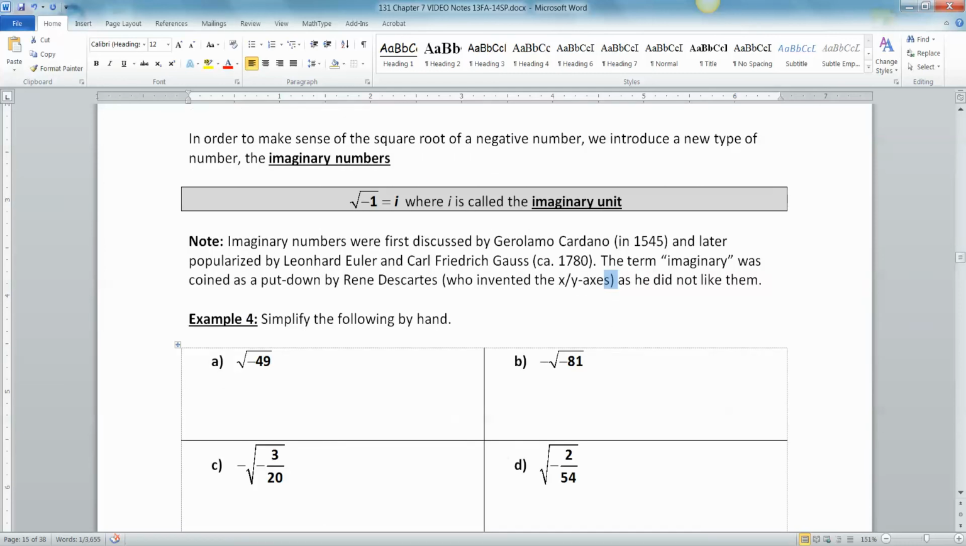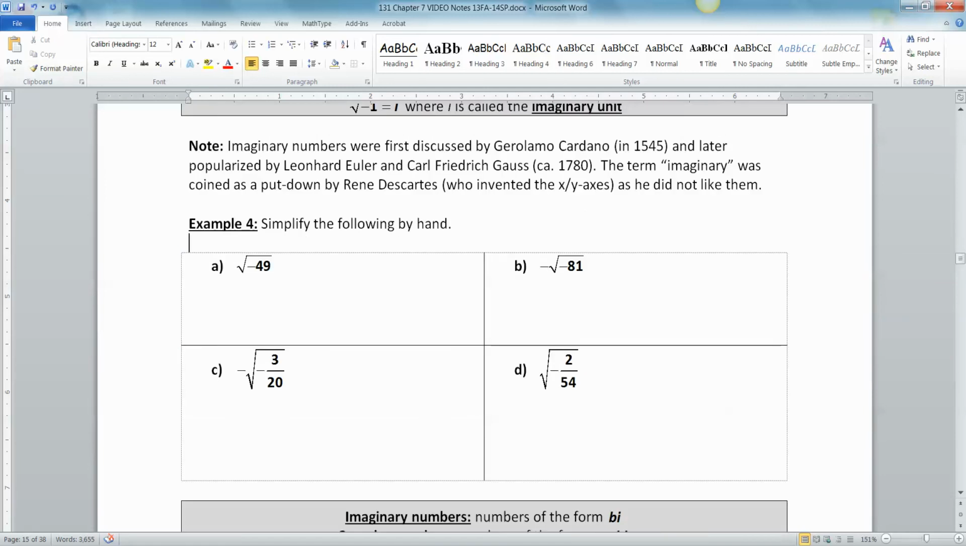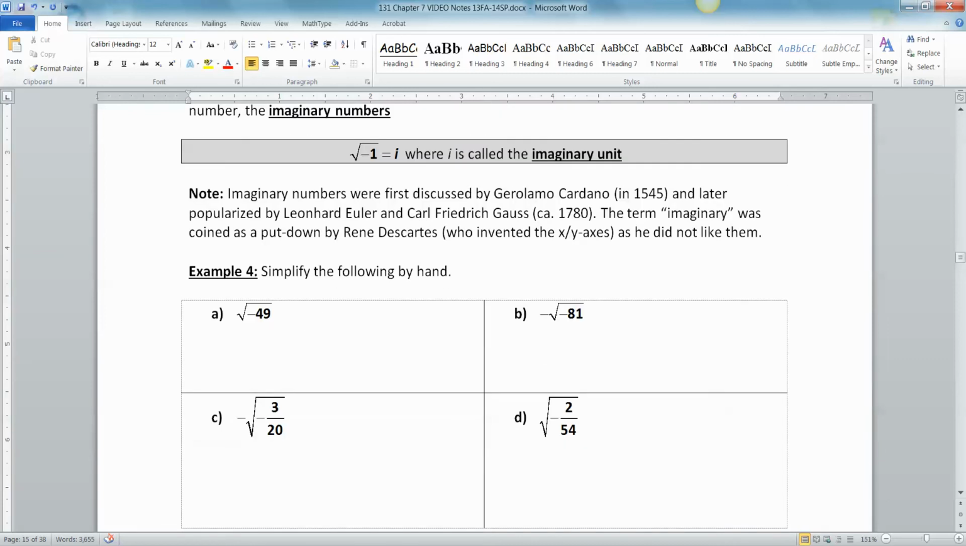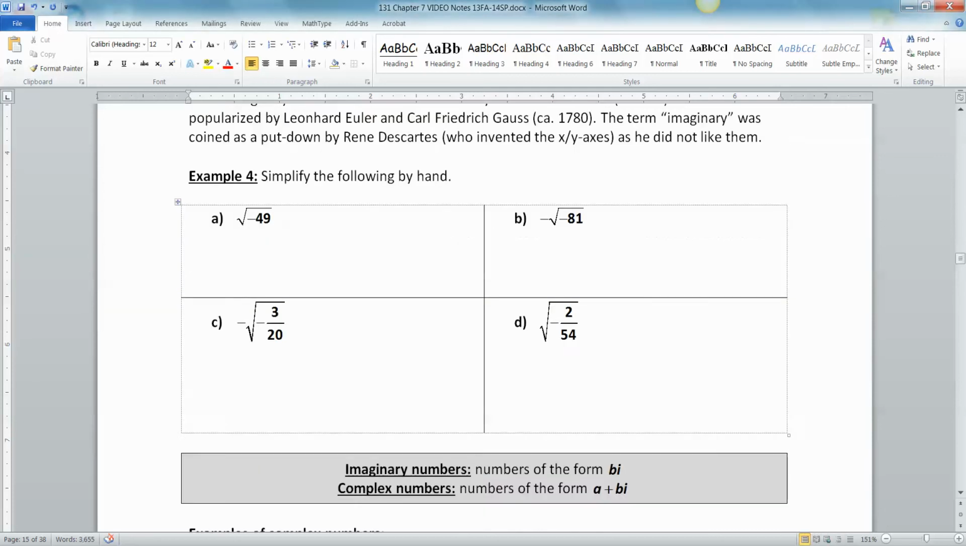Okay, but that doesn't mean that it doesn't exist. Electrical circuits all work off of an imaginary solution, right? So if you take any kind of physics class with electrics, they'll talk about it. So they have solutions. They're just not in the real number system. They're not rational. They're not irrational. They're something else. All right, so let's learn how to find some.